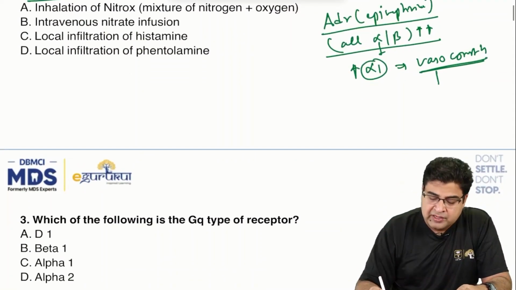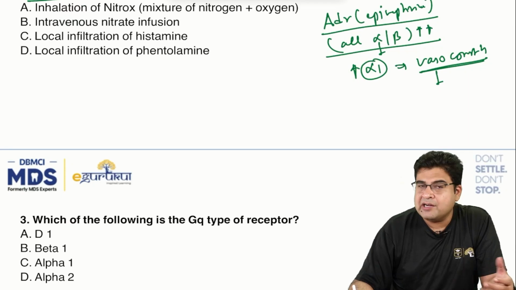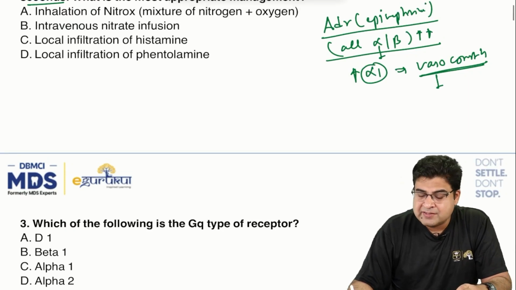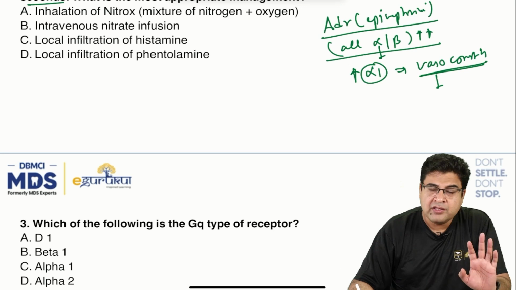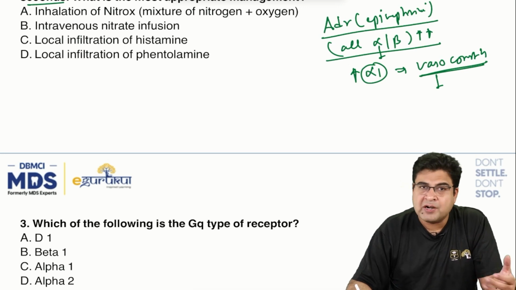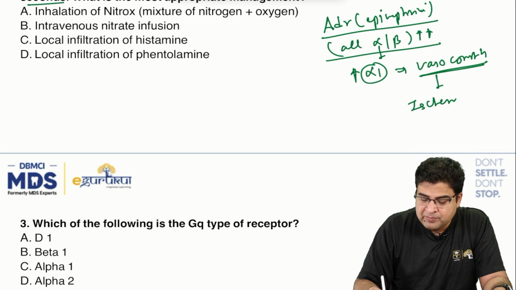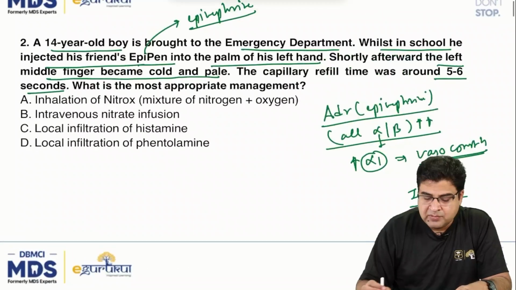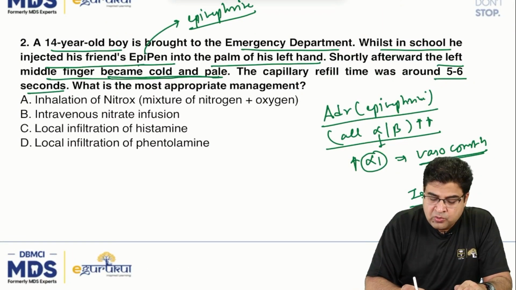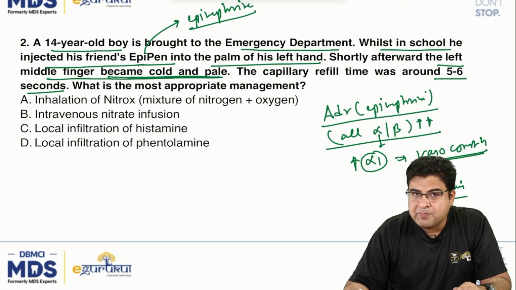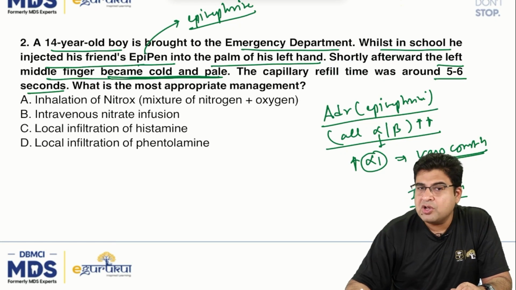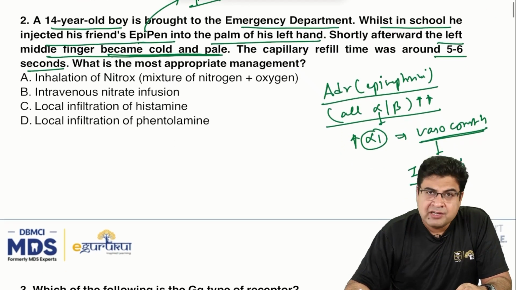As a result of that, the structures which are supplied by end arteries, like the fingers, those blood vessels get constricted, and that will lead to gangrene or ischemia of those parts of the body which are supplied by end arteries. So patient is getting ischemia of the fingers. That's why his fingers are getting cold and pale, because the blood supply gets interrupted due to the massive vasoconstriction caused by the epinephrine. So what is the antidote that we have to give?